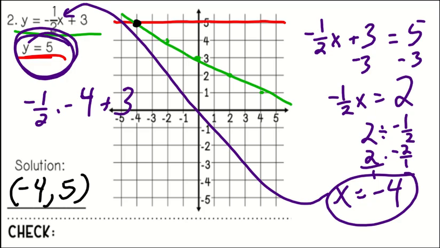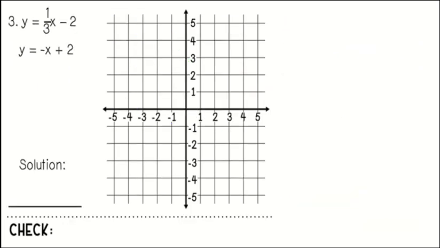Any questions so far? Graphing them, like I said, is easy with the calculator, but not always realistic if you have bigger numbers or things like that. Solving it works with certain equations. We'll get the other two methods later.